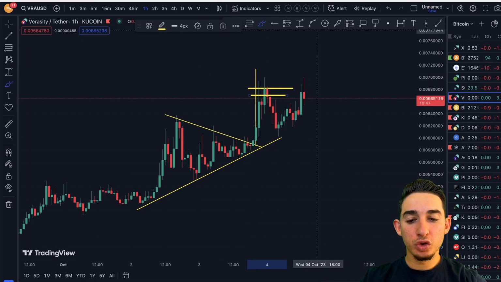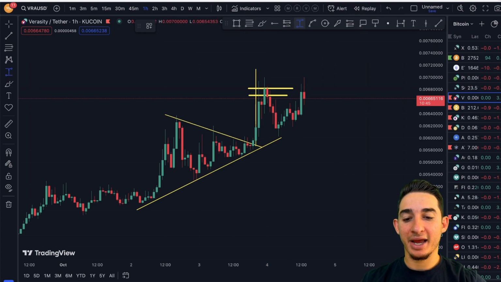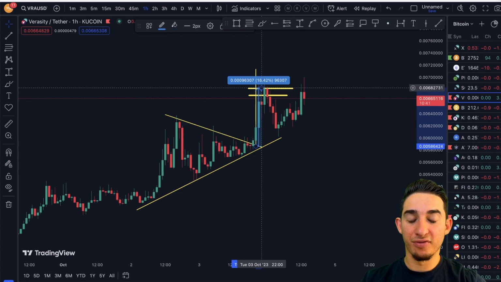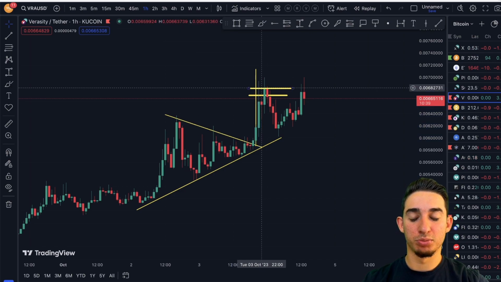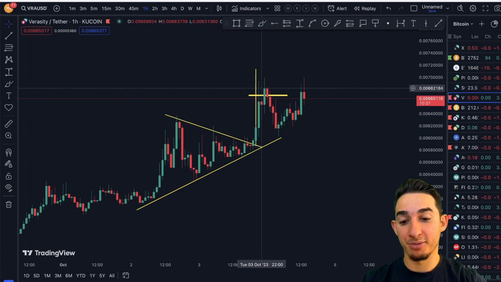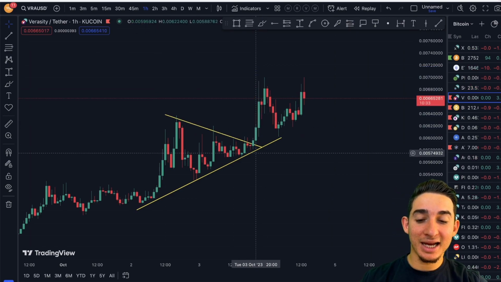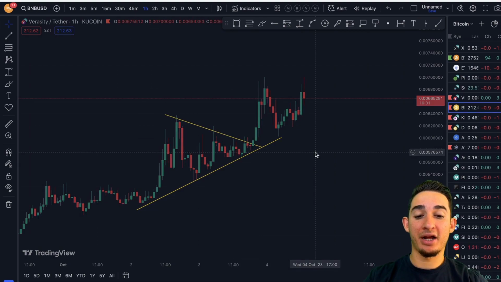Okay. So assuming you are trading with leverage and you took that trade, you would have been up, depending on the leverage you use, but 2 to 3x, you would have been up like 45%, which is fantastic in a matter of like 2 hours. So that's pretty good. So that's that on analysis.